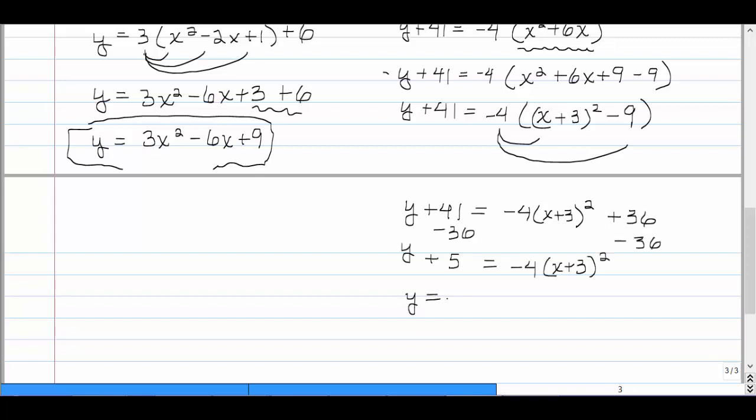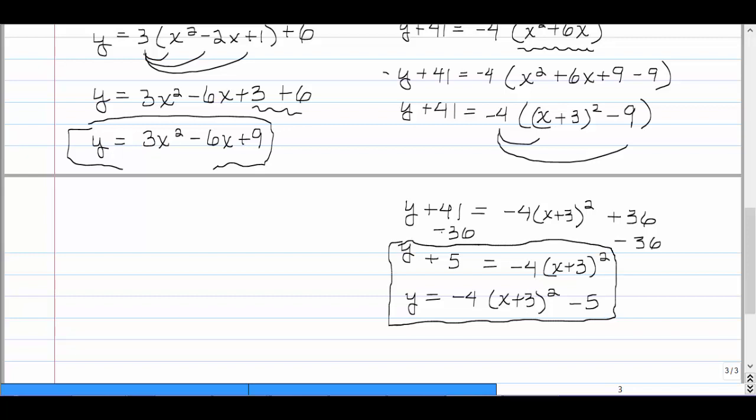Finally arrive at y equals negative 4 times (x plus 3) squared minus 5, or y plus 5 equals negative 4 times (x plus 3) squared, whichever position you prefer for that k value. Again, I can check my work by graphing the given form and my form.